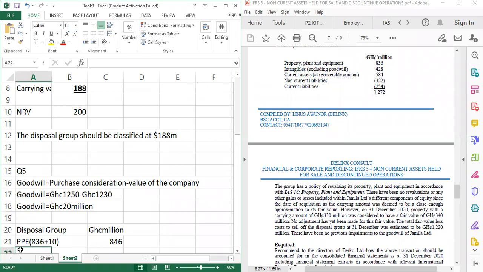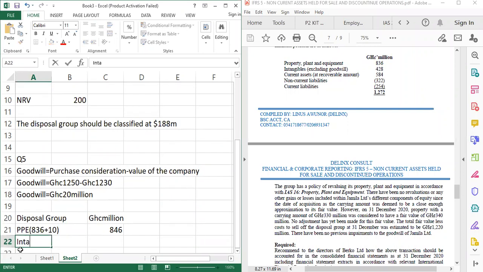Let's come to the next one. The next one is intangibles. The intangibles, they say, is excluding what? Goodwill. So we have 428, but we are getting a goodwill of 20, which is not part of the intangibles, but the goodwill is relating to the subsidiary, which is Jamila. So we have to add it to the intangibles. So we now add the goodwill to have the total intangibles relating to them. And that will give us 448.